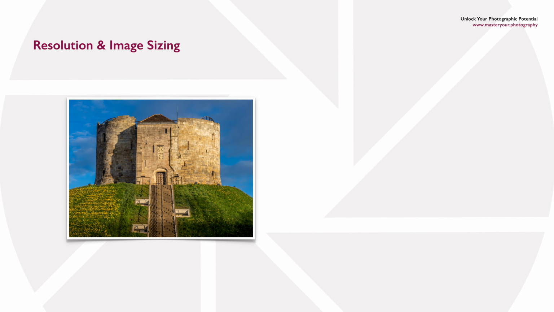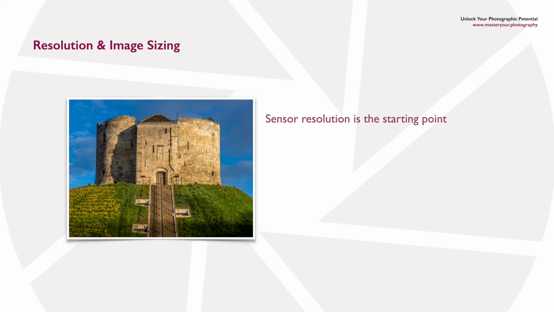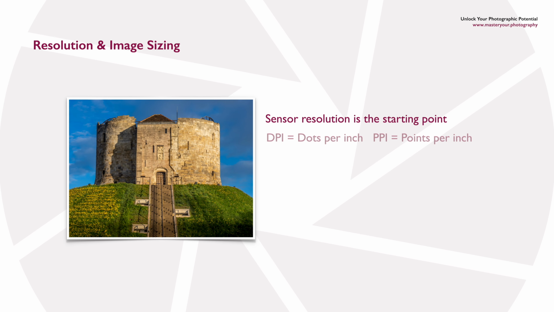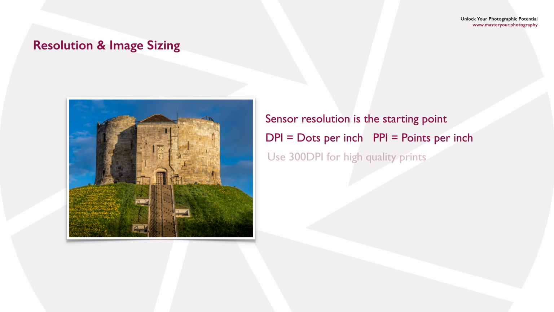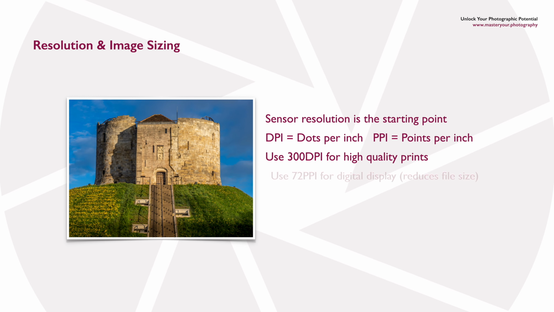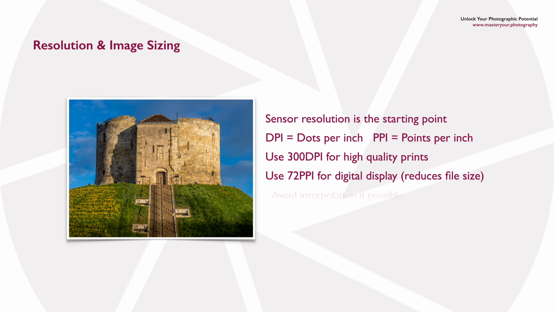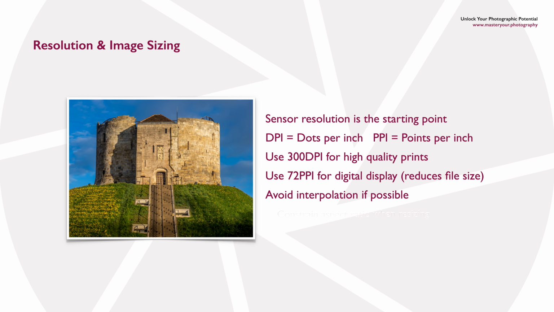So hopefully that's explained some of the confusion that does surround image sizing and resolution. It's quite simple once you get your head around DPI, that's dots per inch, and PPI, pixels per inch, and the two terms are quite often interchangeable.